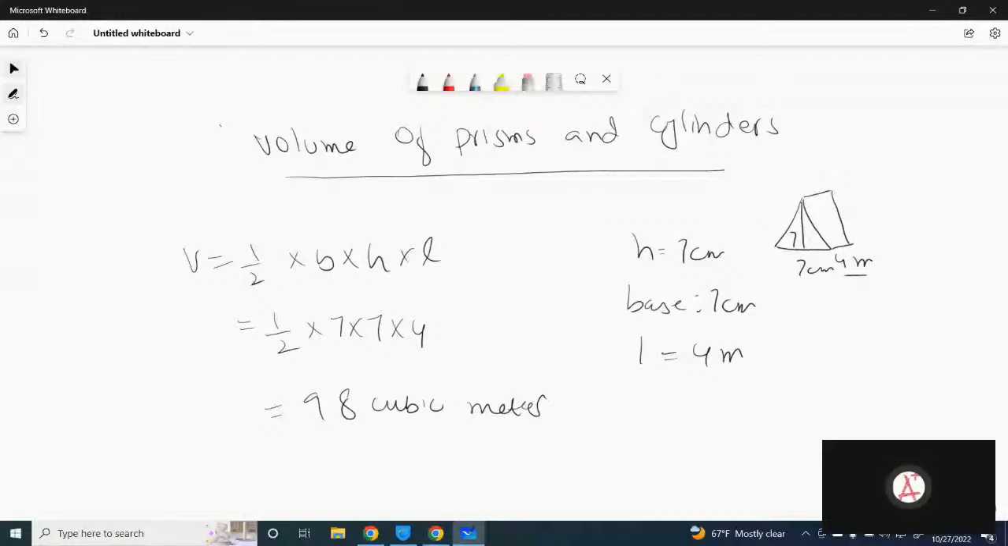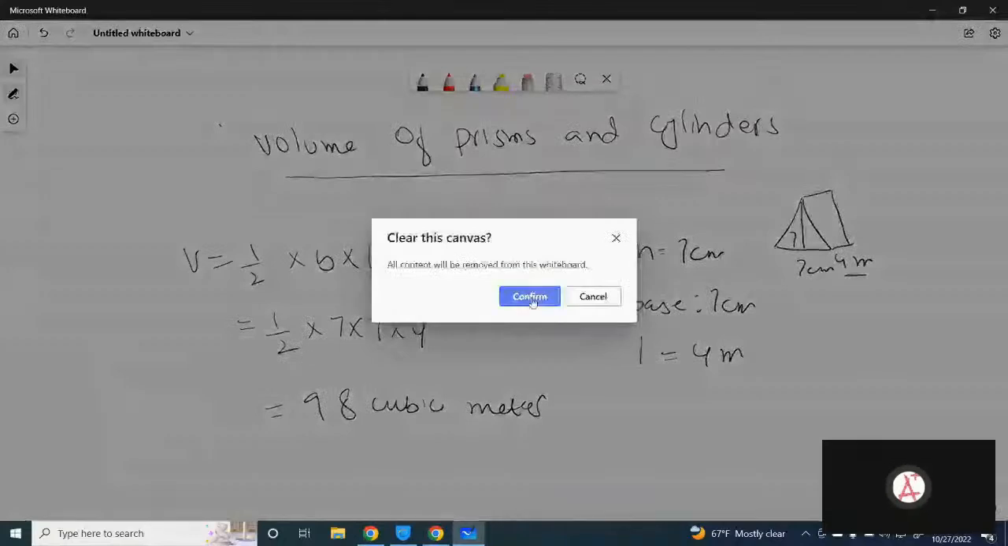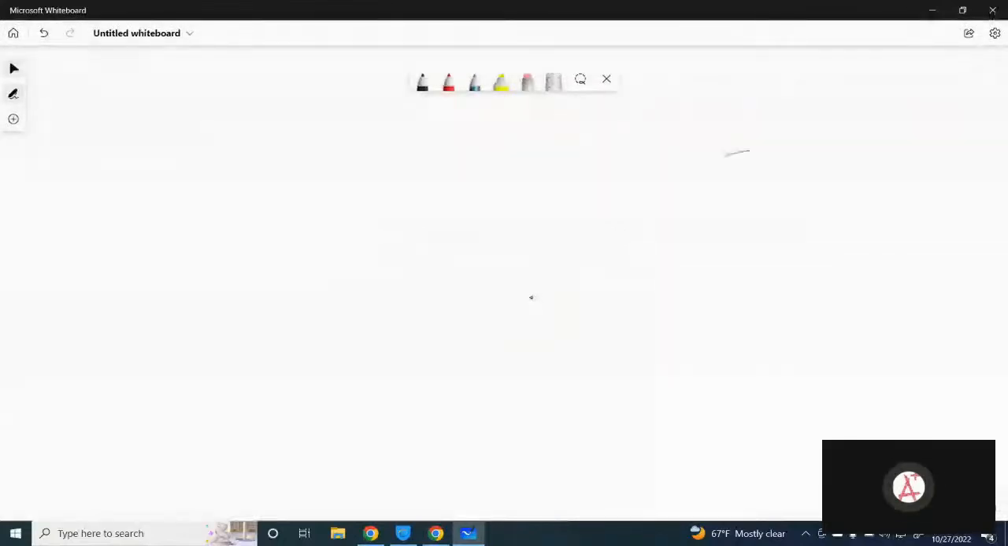Okay, let's do another example. That is the volume of the cylinder. Okay, you are given a cylinder. It is 3 inches and 8 inches. Okay, you have to find the volume. The radius of the cylinder is 3. The height of the cylinder is 8.